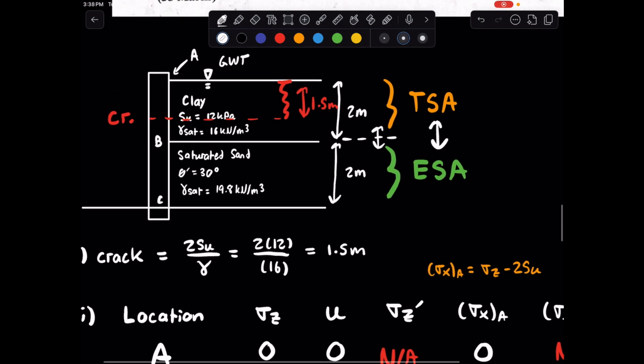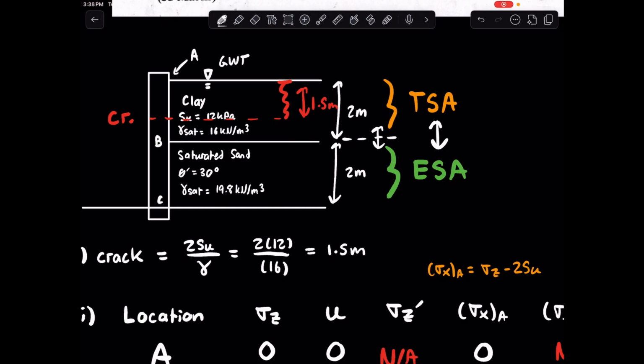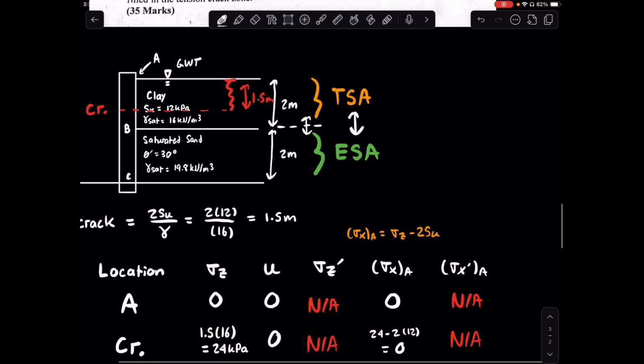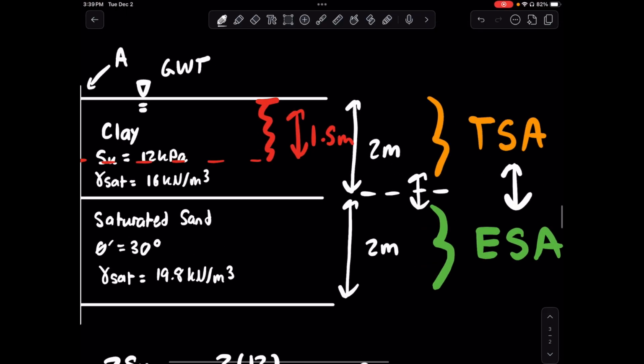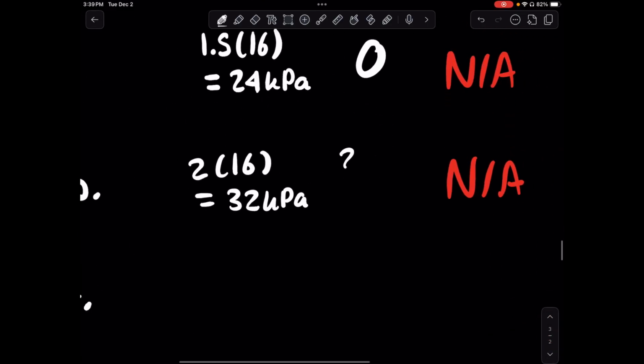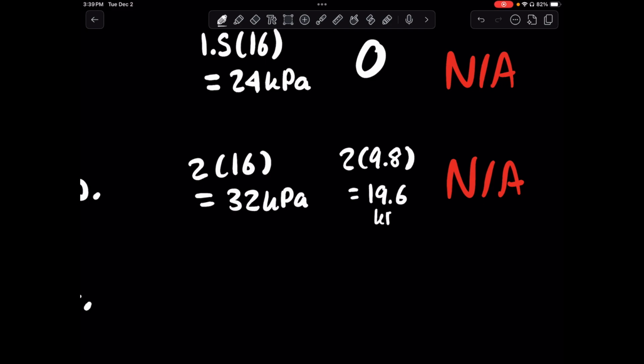So now we are right here. So we're 2 meters below. 2 meters times 16 is equal to 32 kPa. Now we're outside of the crack region though, right? We're past this point. We're now here. So that means that all the pore water pressure that's been gathered is valid now. So we're going to have 2 meters times 9.8 is 19.6 kPa.